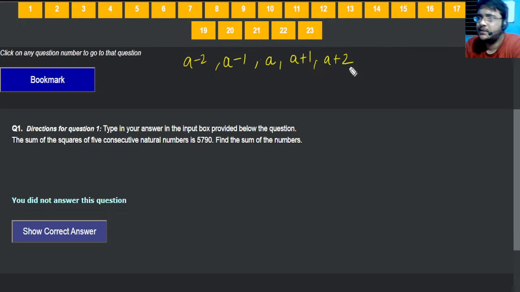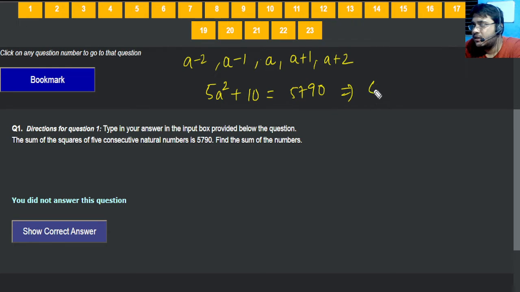What happens when you square these numbers? A similar situation happens. So this will be 5a square plus 10. See, quite comfortably this time around I'm just getting it. I am not going to do a square minus 2a plus 1 and cancel all that. This is problem solving, this is not concept learning. So I hope you can pause the video and do that on your own. I'm just giving you the idea how to solve this equation. This is equal to 5790, which in turn gives 5a square is equal to 5780. I hope that is visible to you, 5780.